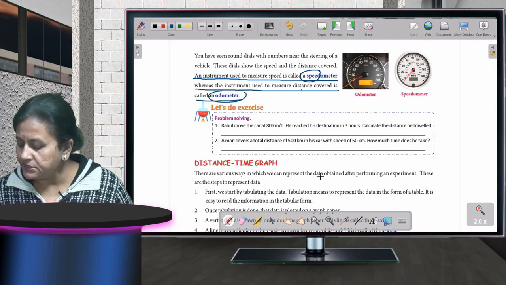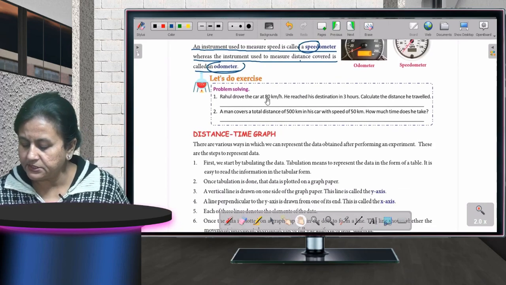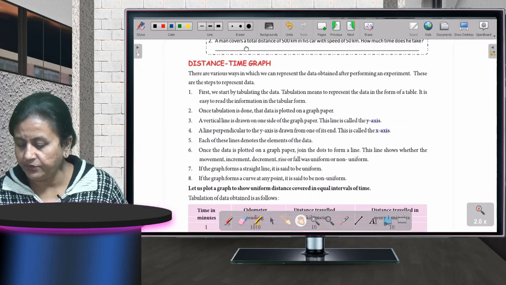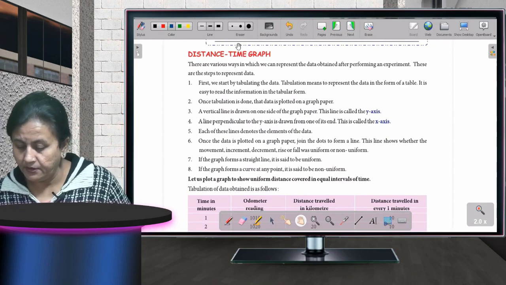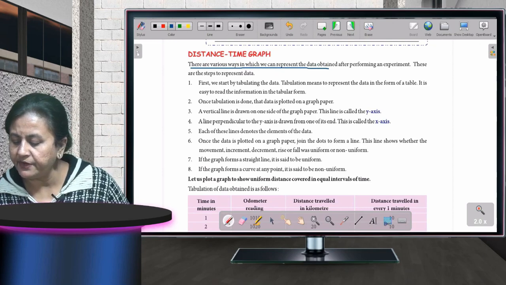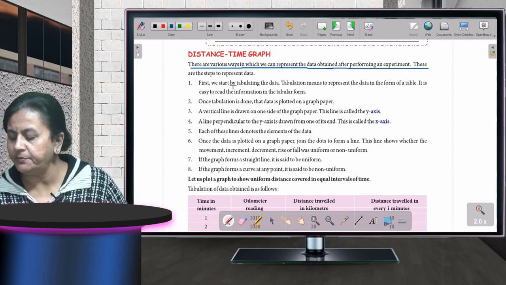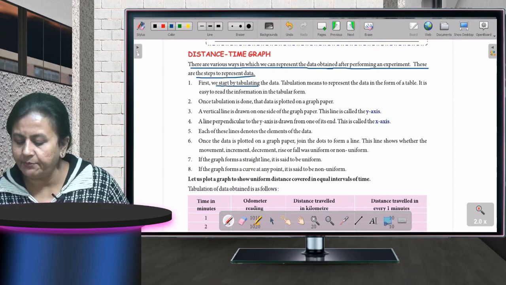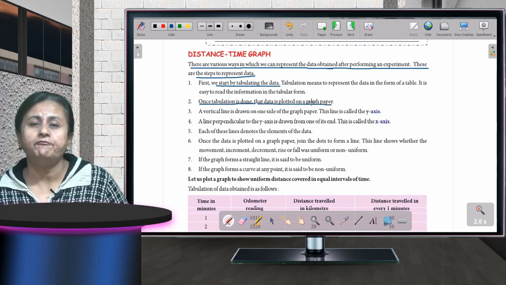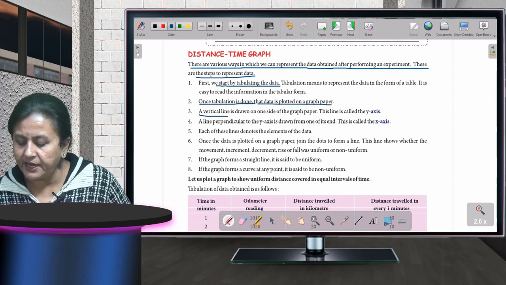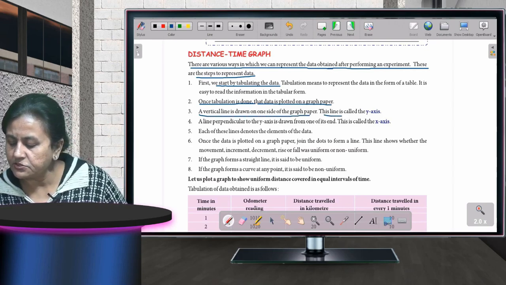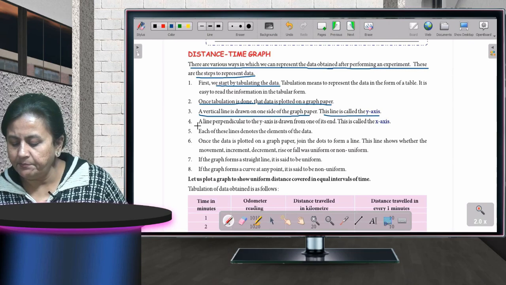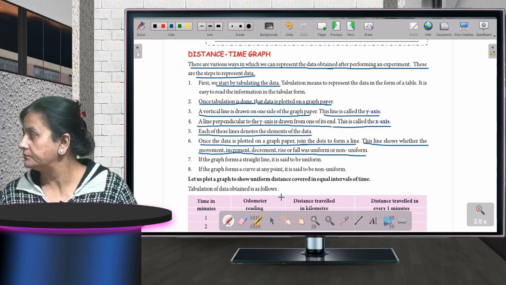Now, the distance time graph. You can see it on your screen. There are various ways in which we can represent the data obtained after performing an experiment. These are the steps to represent data. First, we start by tabulating the data. Once tabulation is done, the data is plotted on a graph paper. A vertical line is drawn on the side of the graph, and a line perpendicular to it is drawn.